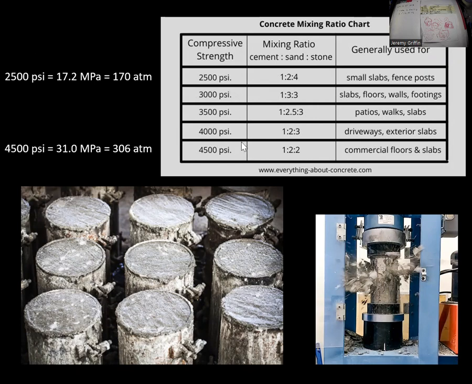How about the really strong grade concrete at like 4,500 psi, pounds per square inch? Right, here's the ratio mix of materials you'd want. Here's what it'd be good for. Say if you want to build a skyscraper, I bet those bottom floors better have some really strong concrete, right? And that equates to about 31 million pascals, or over 300 atmospheres.